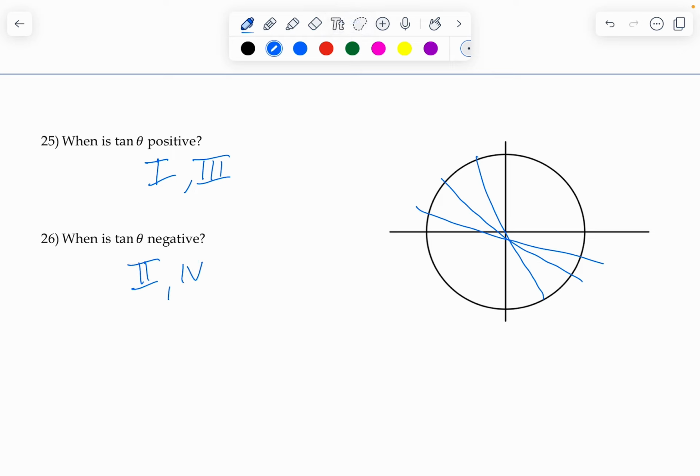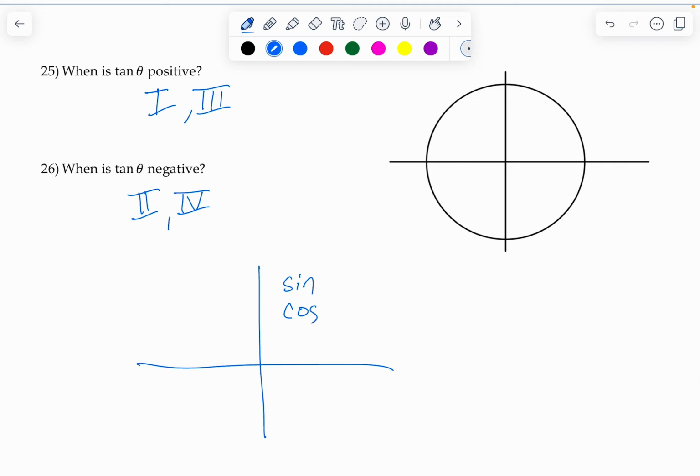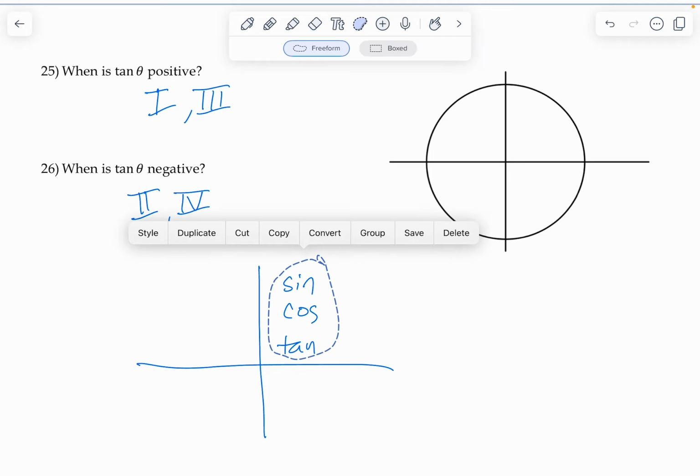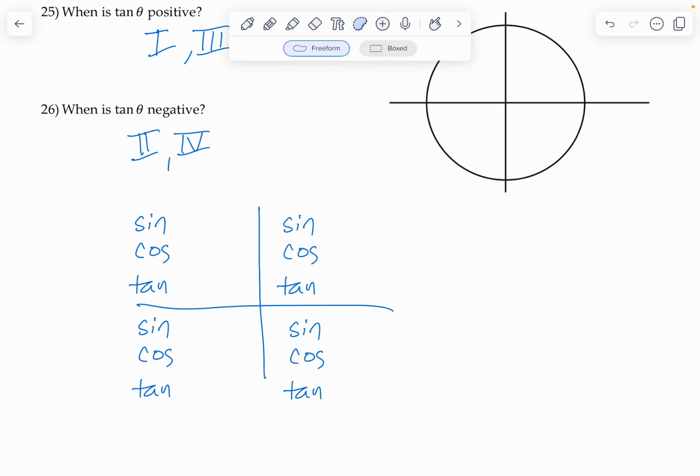Another thing that can help us remember, if I'm looking at my quadrants, I have sine, cosine, tangent, and let's duplicate that. In quadrant 1, this is a positive x, a positive y. So sine is positive, that's the y. Cosine is positive, that's the x. And then when I divide them, a positive divided by a positive is a positive. So all of them are positive in quadrant 1.